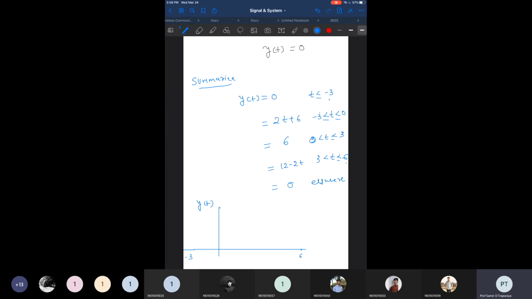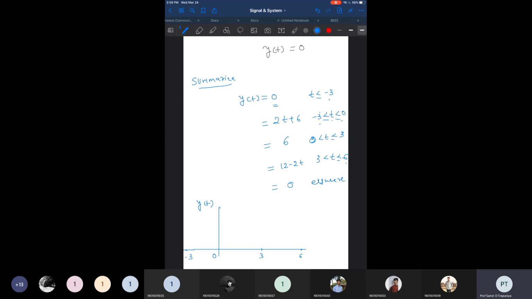In between we have a region of -3 to 0, and then from 0 to 3. Before -3 it doesn't exist, so y of t would be 0. There is no need to draw the signal. But from -3 to 0, the signal is 2t plus 6, right?